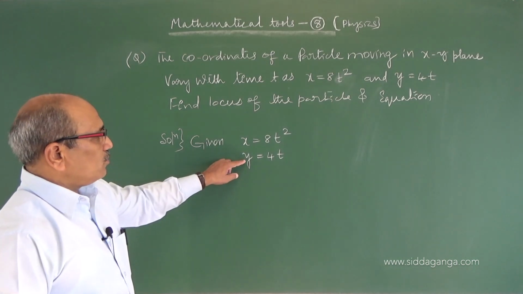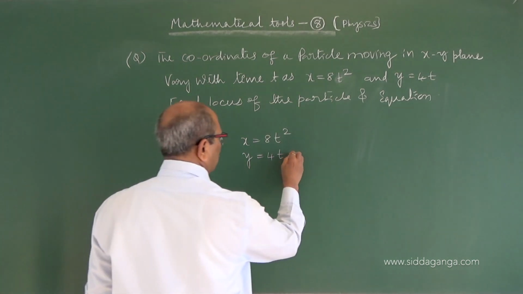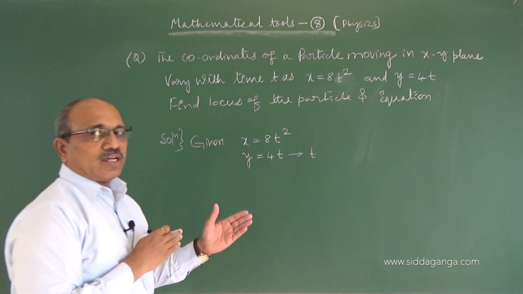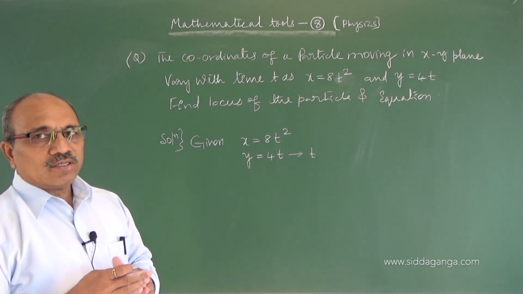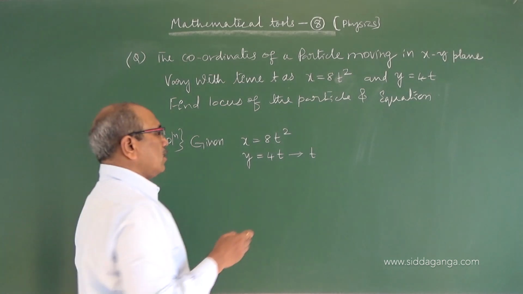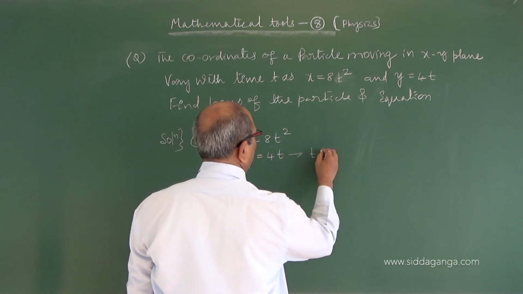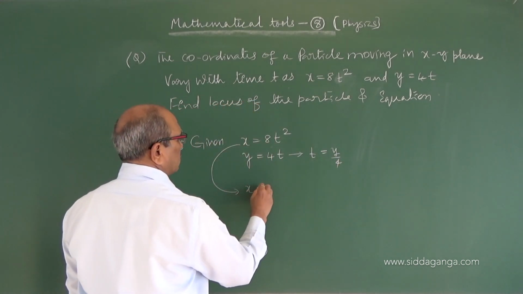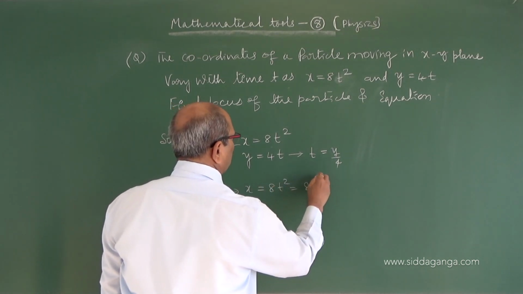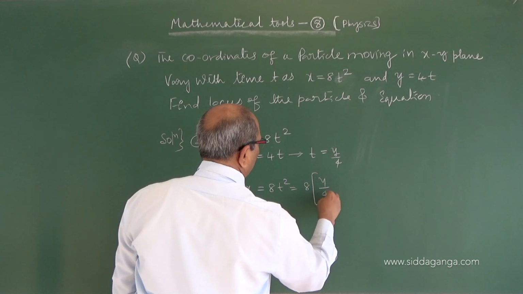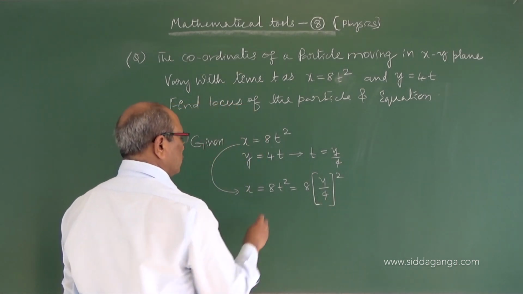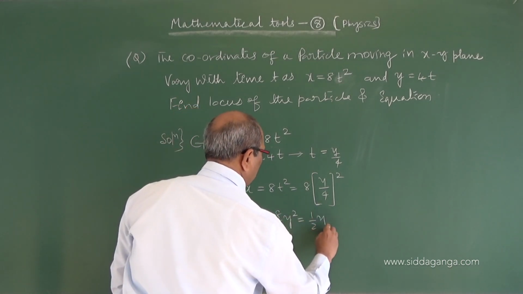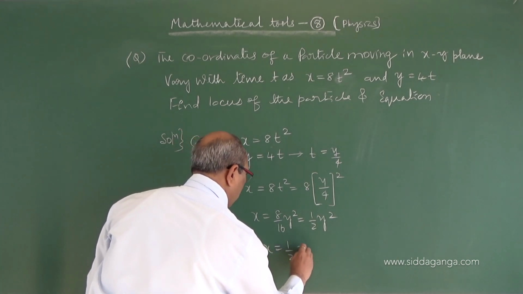It is easy to substitute y into x, which means I have to eliminate time t as previously stated, because we have to study only y with x. The third variable has to be merged with the other two. So eliminating t, t equal to y by 4. Then x is equal to 8t square, which is 8 into y by 4 whole square. So x is equal to 8 by 16 y square, or half y square. x is equal to half y square.